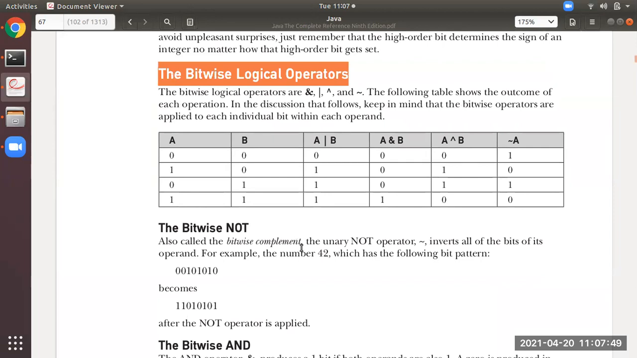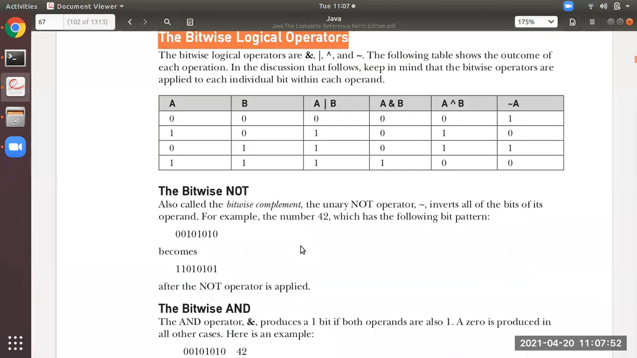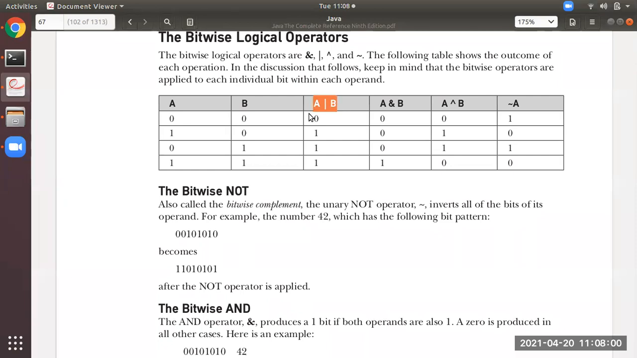Then bitwise logical operators. See here, there are these. This is the truth table with the inputs A and B. This is the OR. OR means if both the inputs are 0, then only the output is 0. Otherwise, that is 1. AND is the opposite of OR. If both the inputs are 1 only, the output is 1. Otherwise, it is 0. Okay, A exclusive OR B. If both the inputs are different, then only the output is 1. If both the inputs are the same, the output is 0.